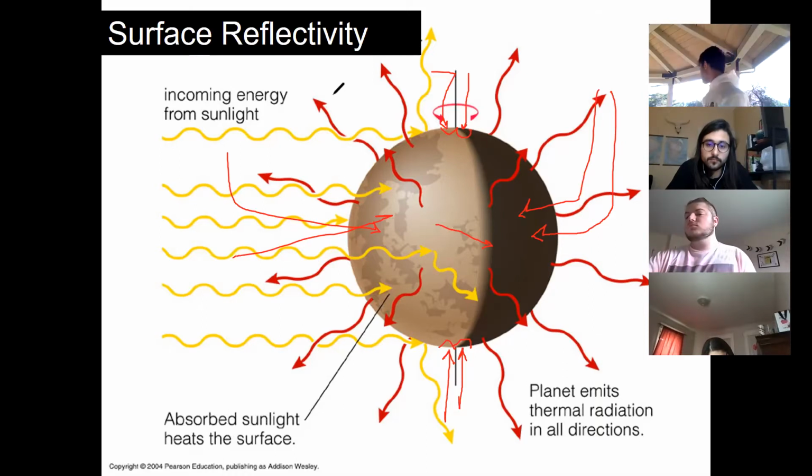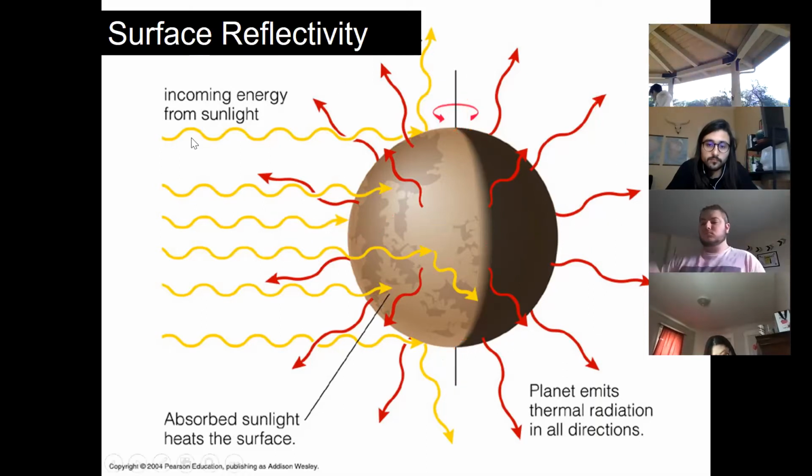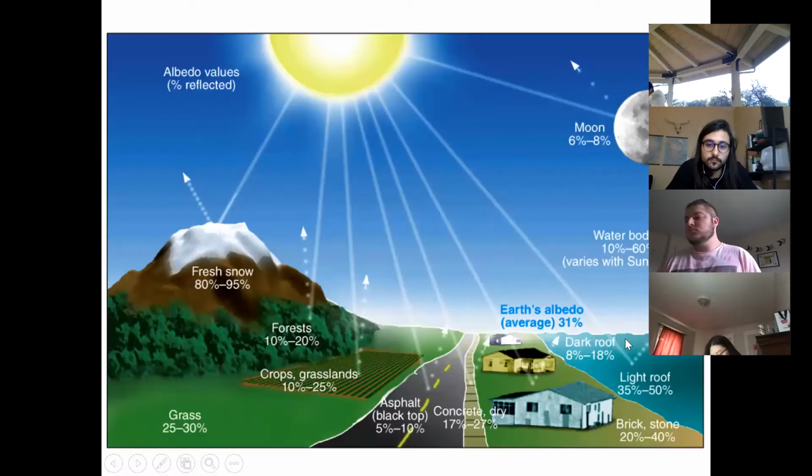Anyways, planets with atmospheres can potentially have a greenhouse effect. And you guys remember what greenhouse gases are, right? What are some examples of greenhouse gases? CO2. Methane. One more. H2O, water. That's what it's called.